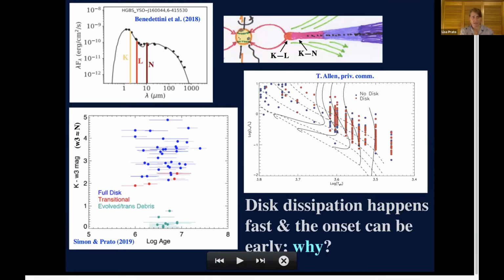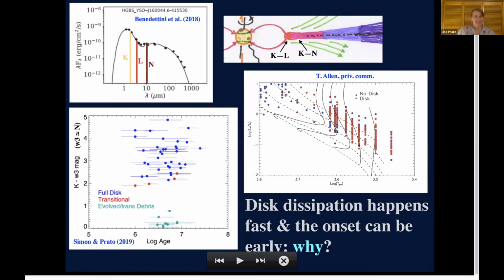And this is using W3 from WISE, which is approximating the 10 micron N band, though W3 is closer to about 12 microns. So that's sort of a pseudo K-N on the y-axis and then log of age on the x-axis. And you can see if you divide these up according to whether it's a full disk, class 2 accreting disk, a transitional disk or an evolved disk.